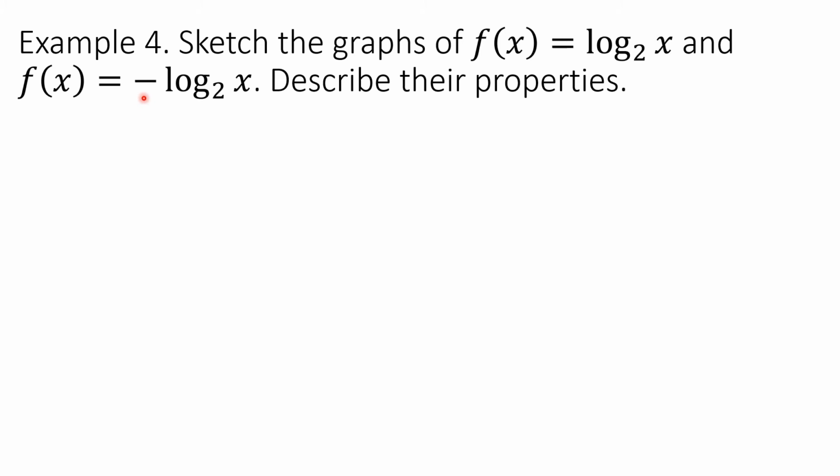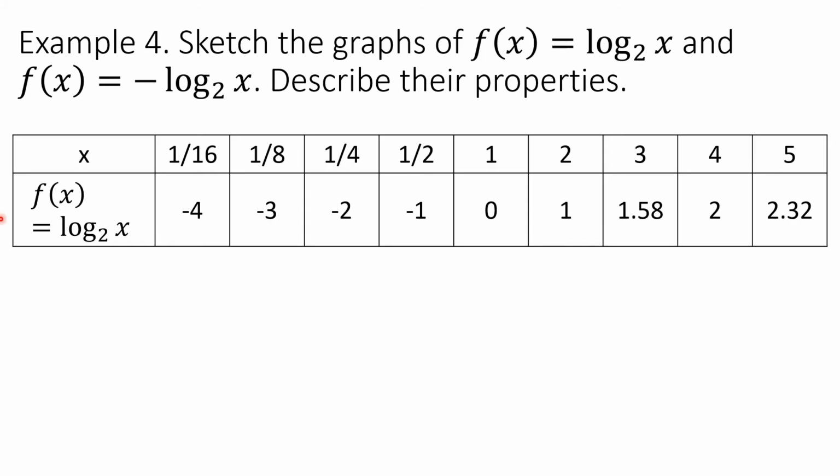In example 3, we have 3 different positive a values. Here in example 4, we have a positive and we have a negative a value. Okay, let us sketch their graphs and describe their properties. Again, we begin with preparing a table of values, and this is the table of values again for f of x equals logarithm of x to the base 2.